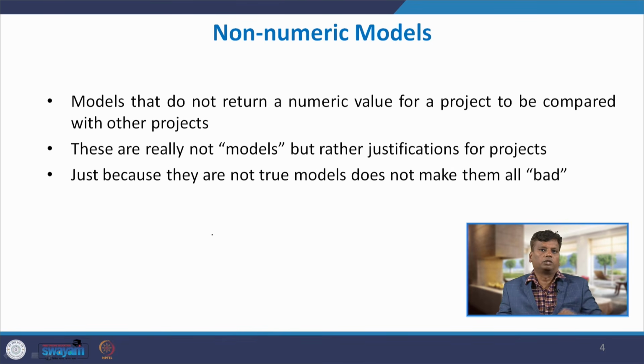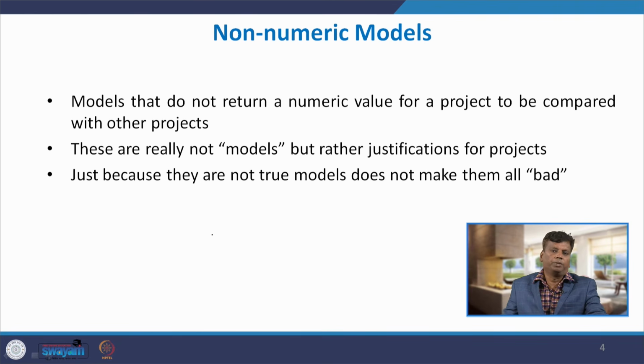First, I will discuss non-numeric models. Models that do not return a numeric value for a project to be compared with other projects are called non-numeric models. These are really not models, but rather justification for projects. It is a qualitative method of choosing or selecting a project. Just because they are not true models, it does not make them all bad. Just because it is a qualitative method, we cannot underestimate this method of choosing a project.